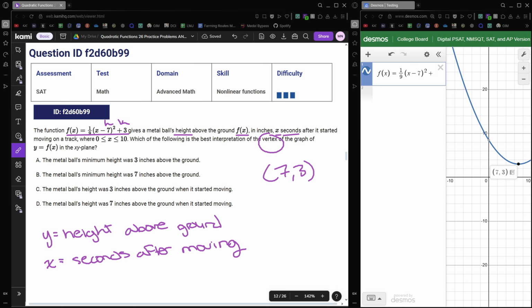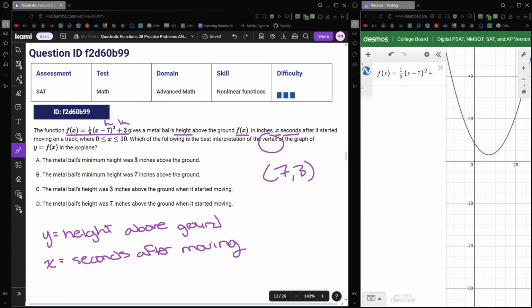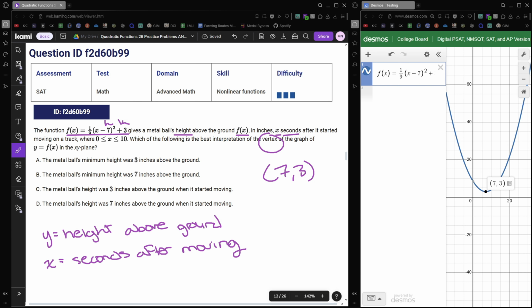Now the thing you should remember about the vertex in word problems is that the vertex will always be the minimum or the maximum height. And here if we look at a parabola, I think it's kind of obvious that our vertex is the minimum. That means that our answer will either be A or B, because they're the only ones that mention minimum height. And then as for which one, well, we know our y value is 3, so the height is 3 inches above the ground. That means our answer will be A.